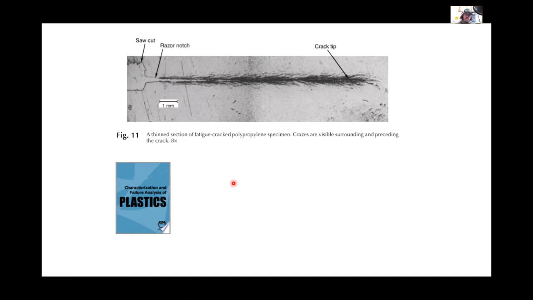Here's another really cool depiction of craze cracks propagating through, and it shows this crack tip propagation moving through the material. This was a result of a double stress concentrator, right? So they did a saw cut, then they put what they call a razor notch, I guess they cut it again. And the crack propagates through the material based on this stress concentrator, and you see these craze cracks. This is really, really cool. I like craze cracks if you haven't figured it out.